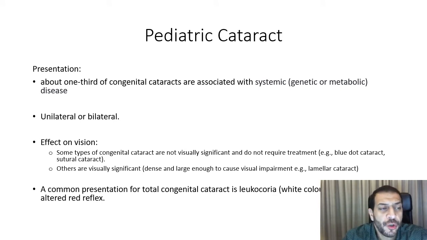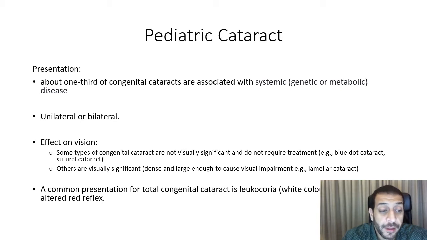The presentation of pediatric cataract is usually a little different from adult cataract, in that in many situations it is associated with other anomalies and other diseases, like genetic and metabolic diseases. Intrauterine infections can also cause pediatric cataract. So when you see a pediatric cataract, you should investigate the child for other conditions that may be there.